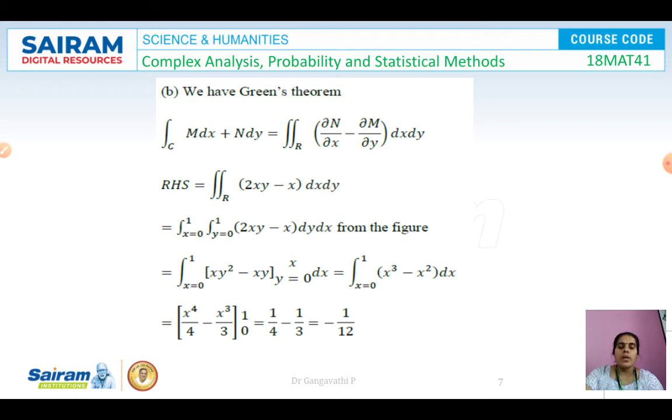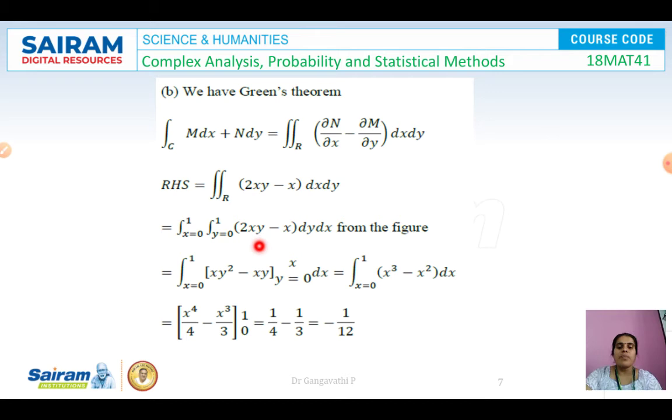From the given region, we will get the limits for x from 0 to 1 and y also from 0 to 1. So the integral is of (2xy minus x) dx dy. Now we know the limits: x is equal to 0 to 1 and y varies from 0 to 1. From the diagram only we are getting the limits. So now let us integrate.